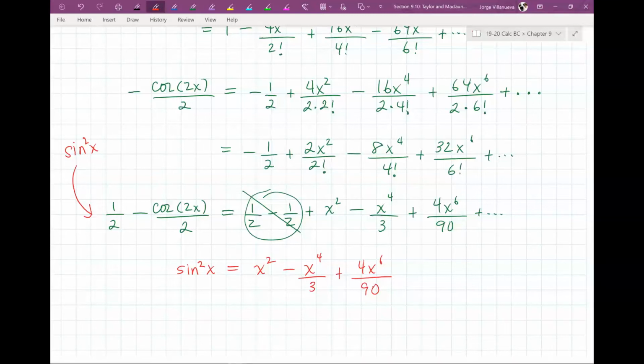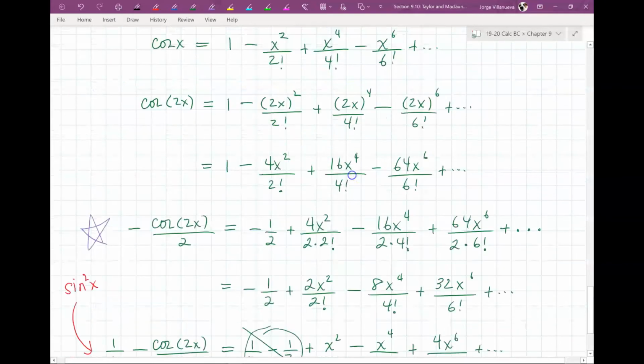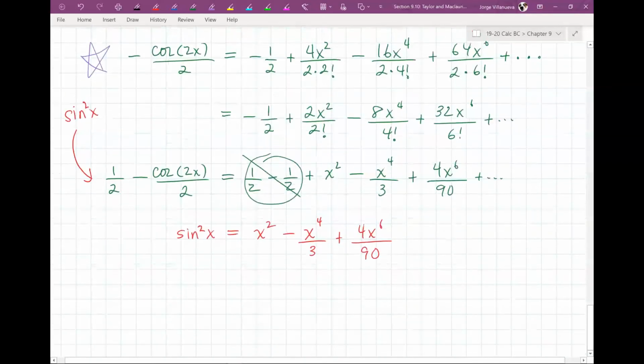But you did 1/2 minus. Oh, so yeah, up here on this step there was no half, right? So this is what it looked like. Negative half plus 2x squared over 2 factorial, etc. On the next step, I just added a half to it. Because I showed you guys up here that half minus cosine 2x over 2 is the same as sine squared x, right? So I'm just trying to piece it together, put it together little by little. So once I get that half in there, then half minus half is 0. So then all I have is this.